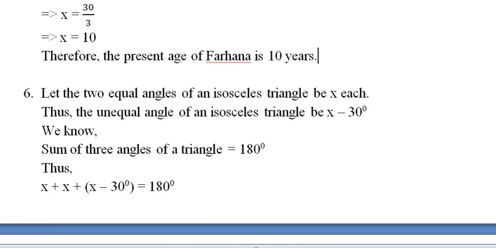Now let us move on to the next question. This next question is also related to triangles. This triangle is an isosceles triangle, and we all know that in a triangle there are 3 angles. An isosceles triangle is a type of triangle in which 2 angles are equal. Let me just show you how an isosceles triangle looks.